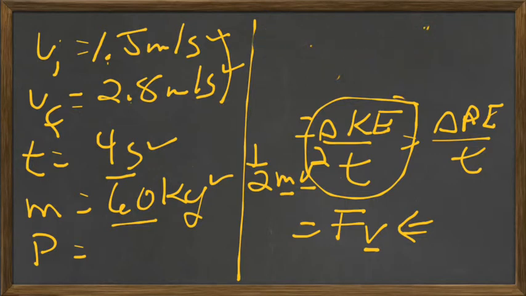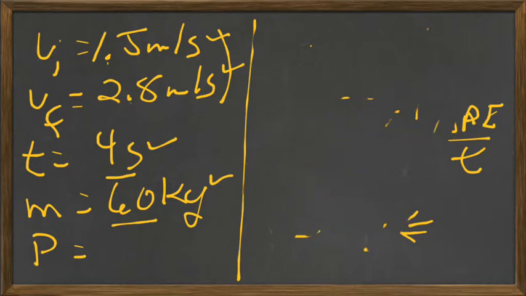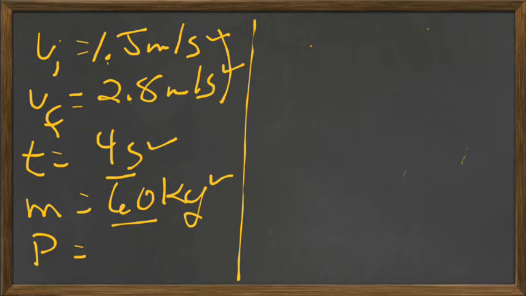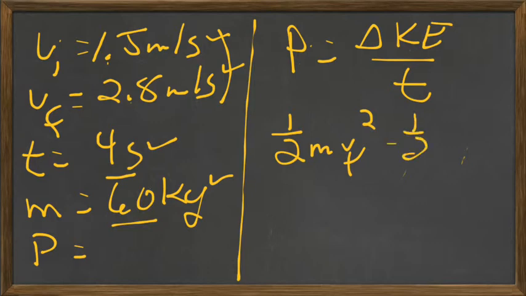So, I start working. After I erase all this mess. Alrighty. So I'm going to say now power is change of kinetic energy divided by time. My kinetic energy would be 1/2 final velocity squared times mass minus 1/2 initial velocity squared times mass.